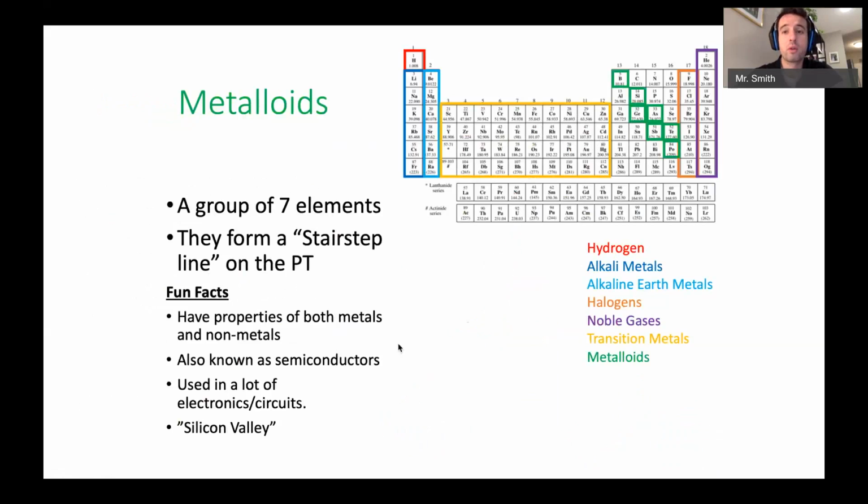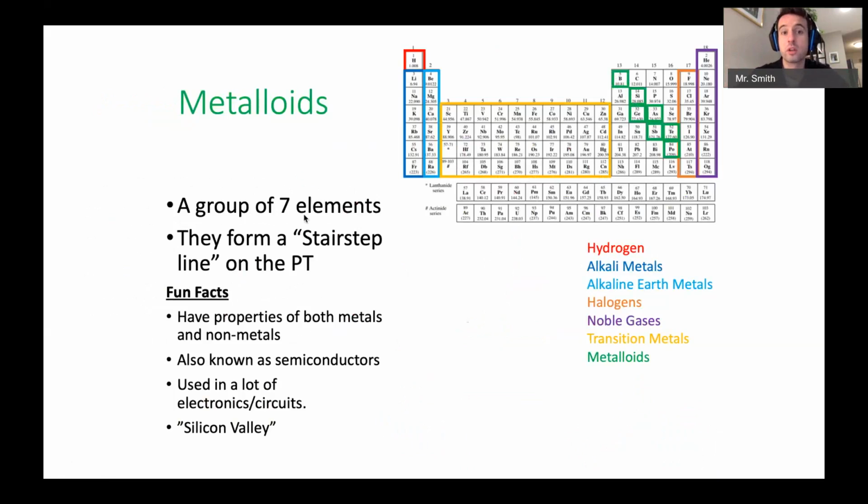Last thing we have are the metalloids. These are 7 specific metals that you'll notice kind of form a little stair-steppy path on the periodic table. Metalloids are kind of a mix in between metals and nonmetals. They have properties of both. Sometimes we'll refer to them as semiconductors. So maybe you've heard that term before. They're used a lot in electronics and circuits and stuff.